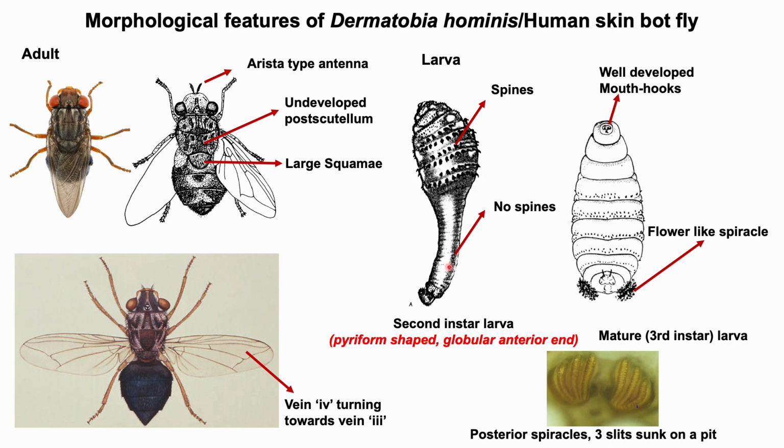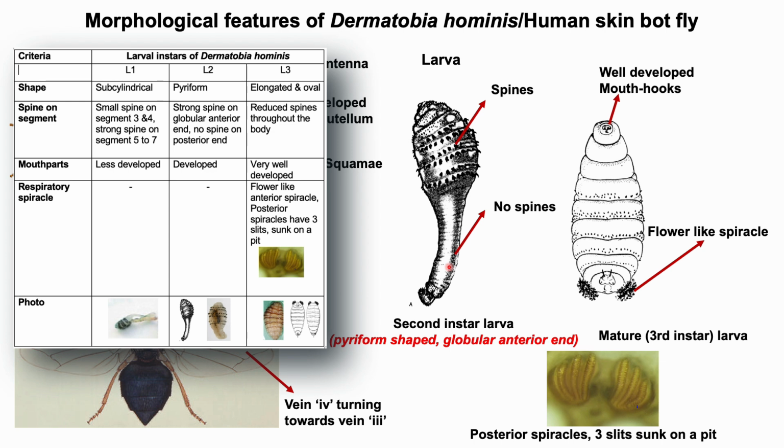In the life cycle of this fly, 3 larval instars are observed. The first instar larva is subcylindrical with a small spine on segment 3 and 4, but stouter spines are observed on segment 5 to 7. The second instar larva is pyriform in shape, with a globular anterior end with spine on each segment. The posterior end is narrower with no spine on it.